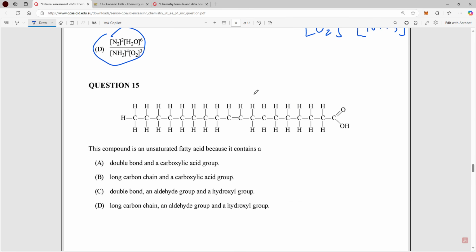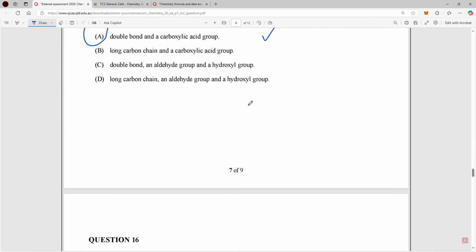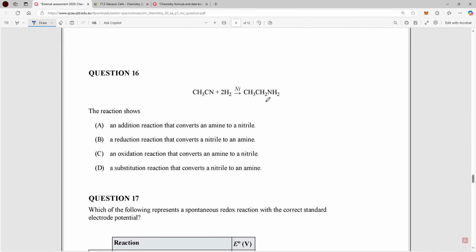Okay. All right, question 15. This compound is an unsaturated fatty acid because it contains, so straight away, a carboxylic acid and a double bond. That's why pretty much it's unsaturated and a fatty acid. Okay, so that one there. Pretty easy question.